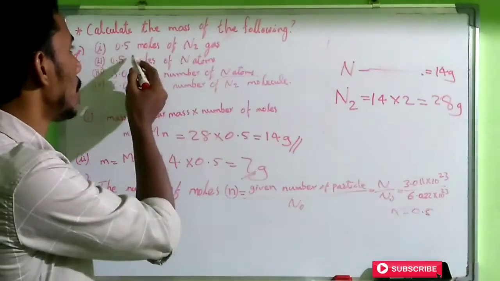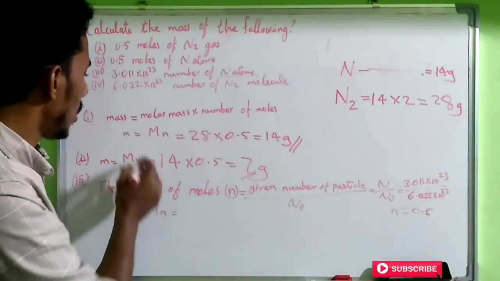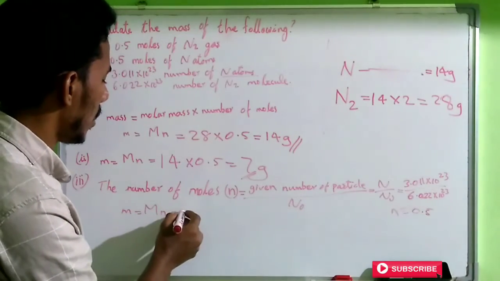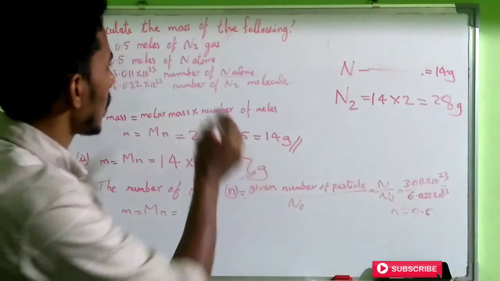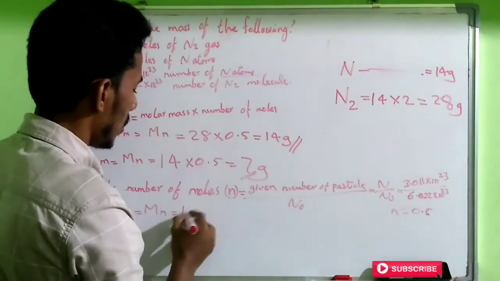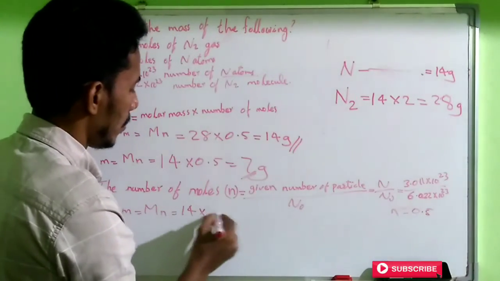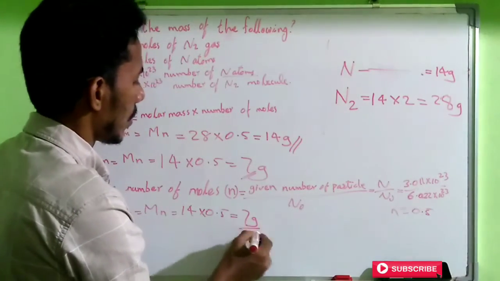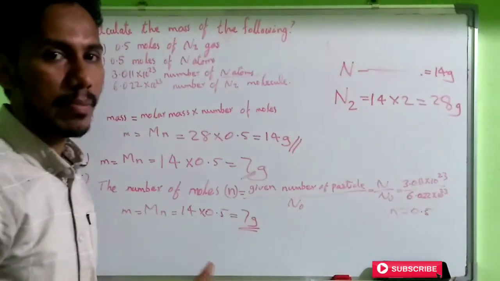If you get the number of moles, then you can calculate the mass by using this equation. m is equal to M into n. Capital M is the atomic mass, 14 into 0.5. The answer is 7 gram.